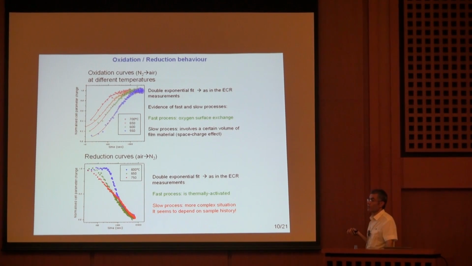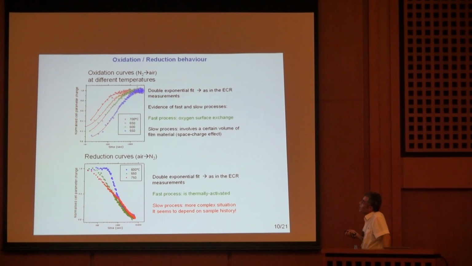So it means that we have to look at what happens in our films. It's probably related to something present at the interface with the substrate, and probably related to the strain which these films have close to the interface. For the reduction curves, we can observe quite a similar response, quite a similar decay, which can also be fit by two different exponentials.